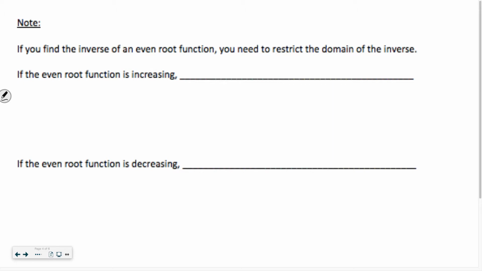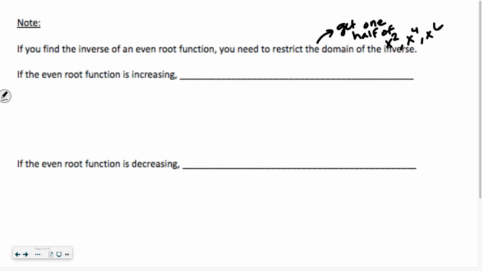If your original function only has one part of this even root, then you'll only have 1/2 of your parabola. So you might need to restrict the domain of the inverse so that you get 1/2 of x squared, x to the 4th, x to the 6th, the U-shaped graph, whatever that may be, whether you're doing a 4th root, a 6th root, or a square root.